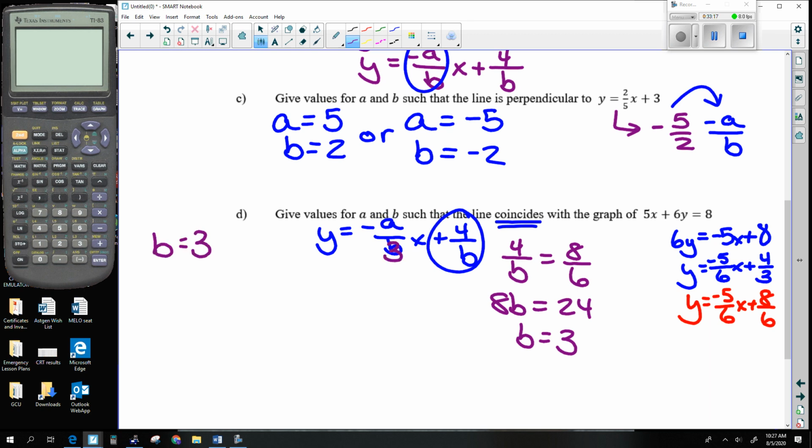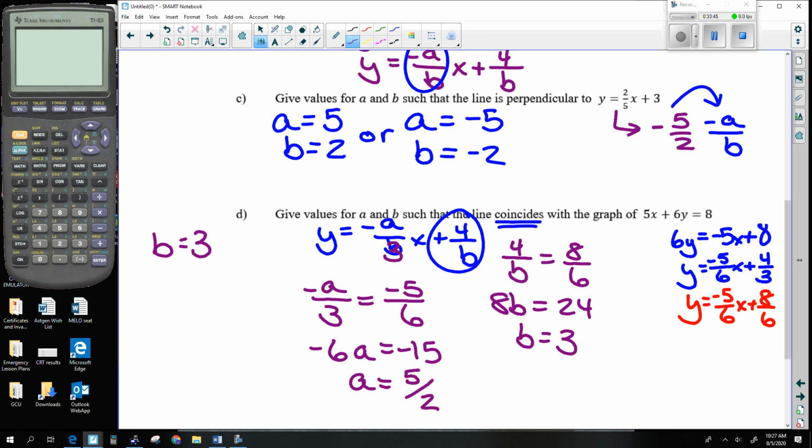All right, so in that situation, what I need is negative a over 3 to be equal to negative 5/6. That way, I get the same slope. So cross multiplication again: 6, 8. A is equal to positive 5 over 2 divided by 6. Now those lines coincide. Boom.